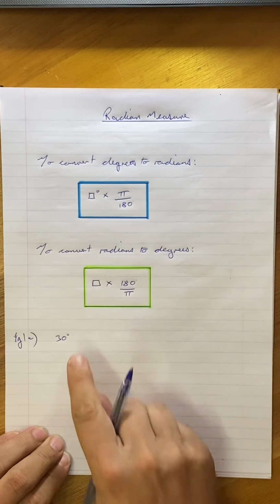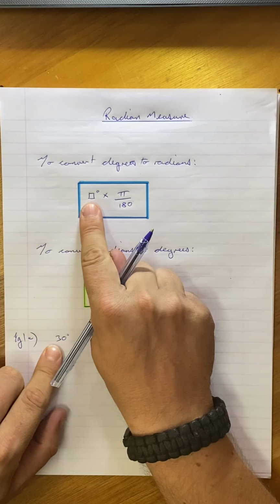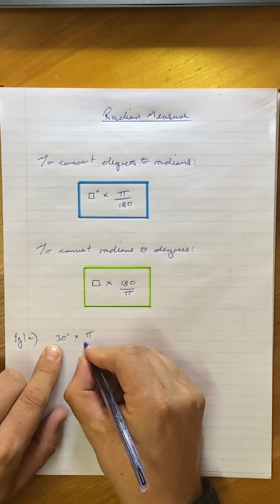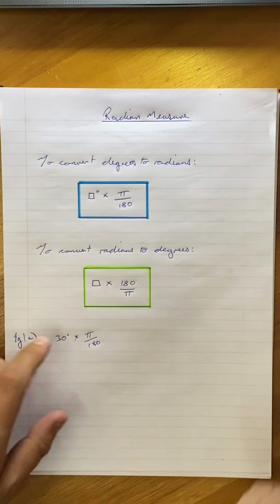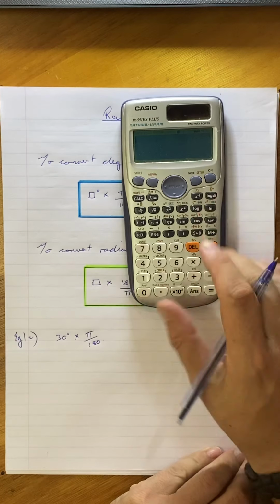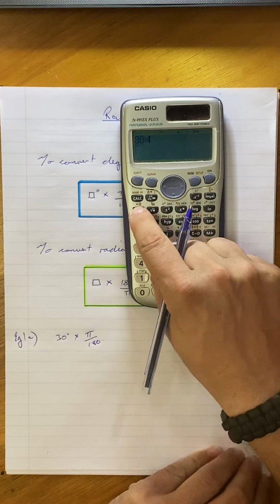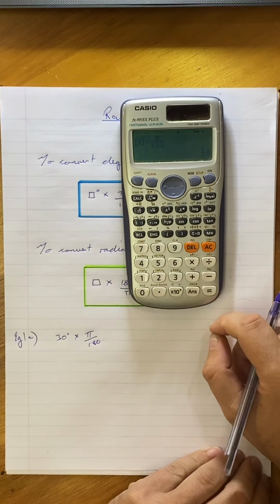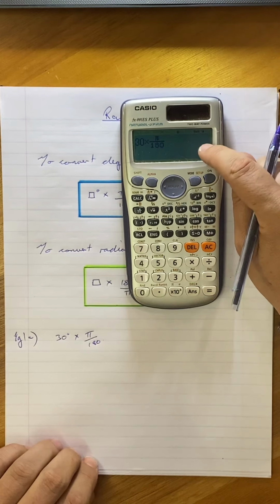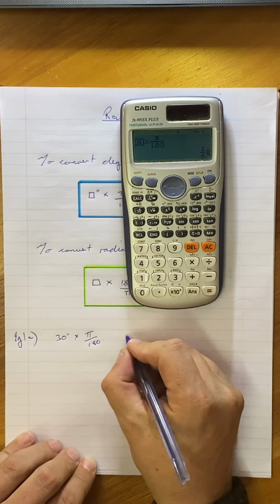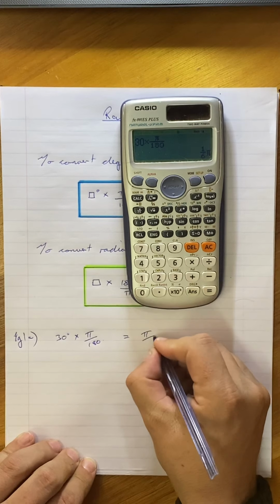Okay, so if we look at example 1a, we want to convert 30 degrees to radians. So what I'm going to do is take the 30 degrees and multiply it by pi over 180. And you can just do this on your calculator, and I'll show you. So we say 30 multiplied by pi over 180, and you will get pi by 6, or 1 over 6 pi. So I'm just going to say that this is pi by 6.